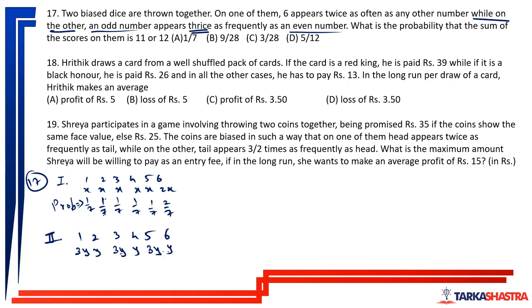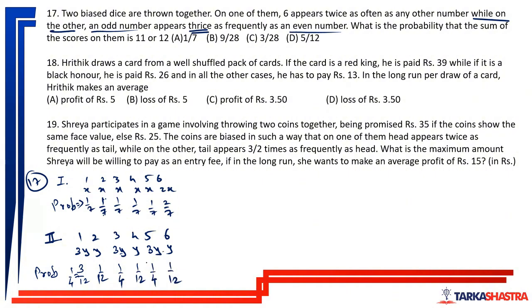This is 4, 4, 4. Total 12. So probability of 1 in this dice will be 3 by 12. That is 1 by 4. For 2 it is 1 by 12. For 3 it is 1 by 4, 3 by 12. That is 1 by 4. Yes or no? This is 1 by 12. This is 3 by 12. That is 1 by 4. And this is 1 by 12.